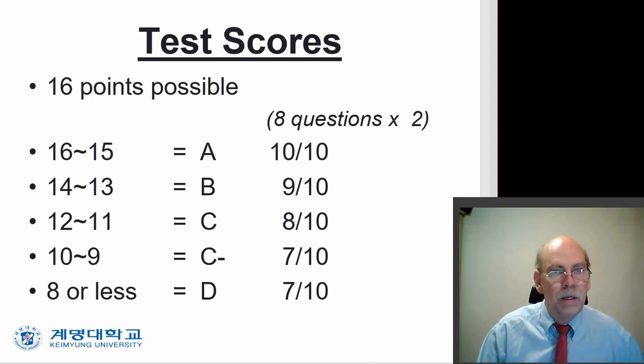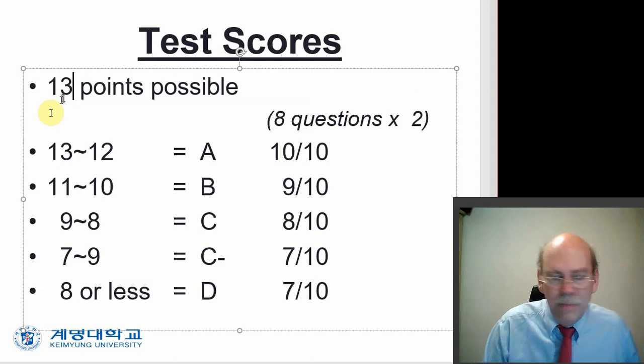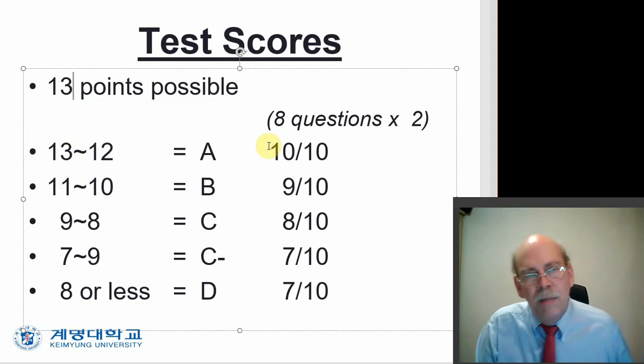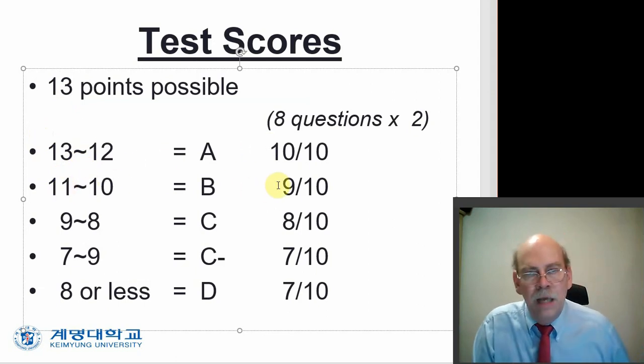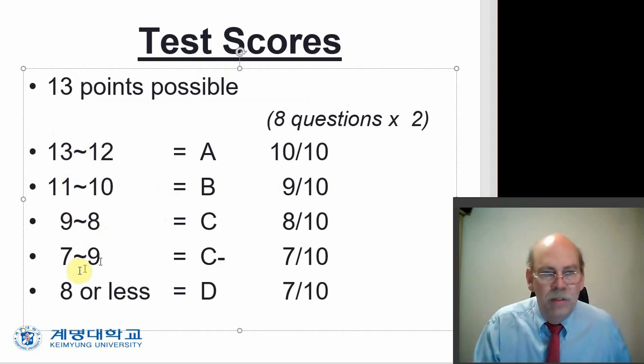How did that happen? This one should say 13 points possible. This is a mess. I'm sorry, it's late. It's midnight, I'm tired. 13 points possible on the paper test. 13 or 12 is an A, that's 10 points. 11 or 10 points on the paper test, that's a B. That's 9 points. 9 or 8 points on a paper test in the box, that's a C. That's 8 points.